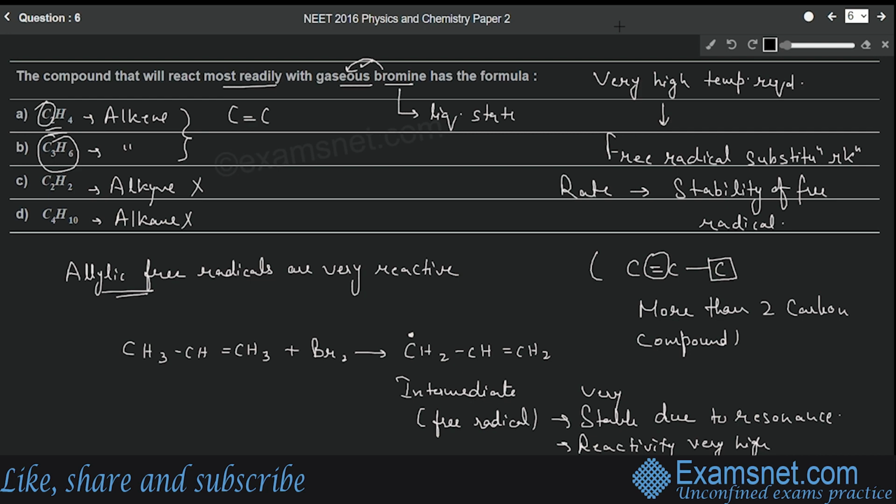So option B will be the correct answer. It will react most readily with gaseous bromine. Option B is the correct answer.